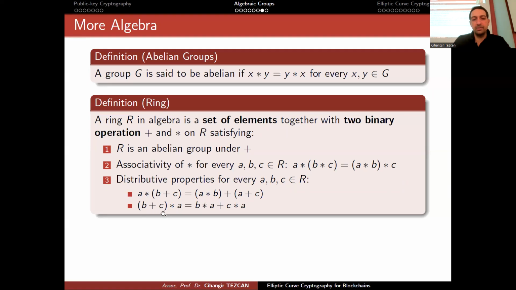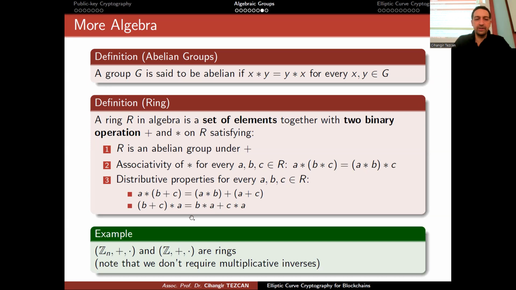The similar thing is shown below. So if you multiply (b plus c) star a, you end up with b star a plus c star a. Okay, again, this should be star, sorry for the typo. So with these two operations, we can define rings.